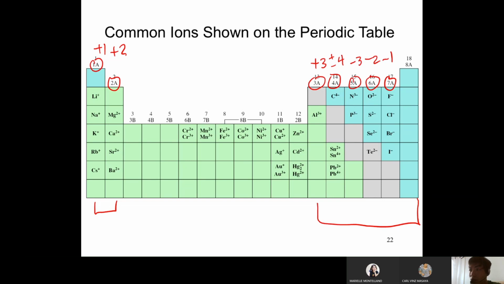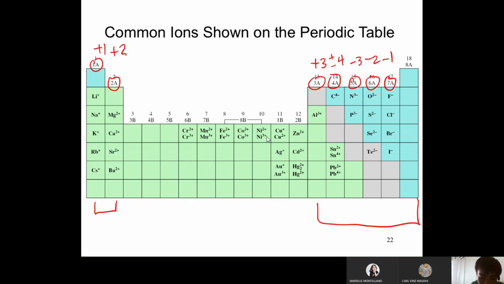You can predict the charge of your atom by just looking at its group A in the periodic table. Group 1A, positive 1. Group 2A, positive 2. Group 3A, positive 3. Group 4A, positive or negative 4, depending on the case. Then group 5A, negative 3. Group 6A, negative 2. Group 7A, negative 1. Sir, what happened in the middle?